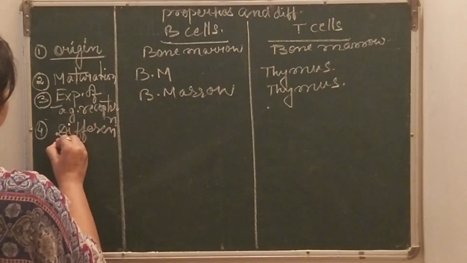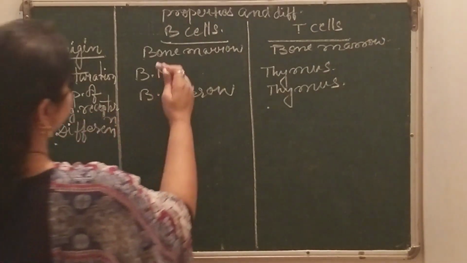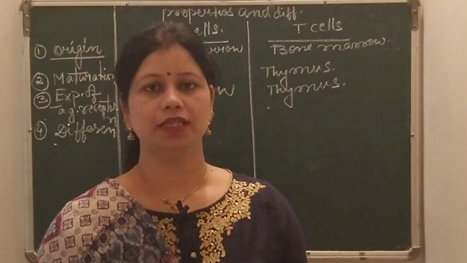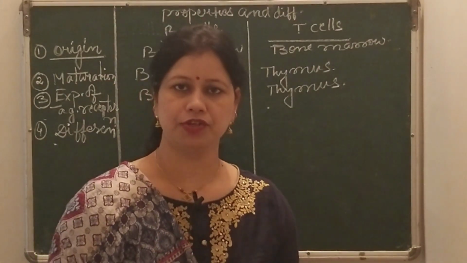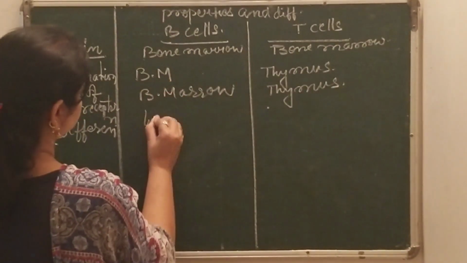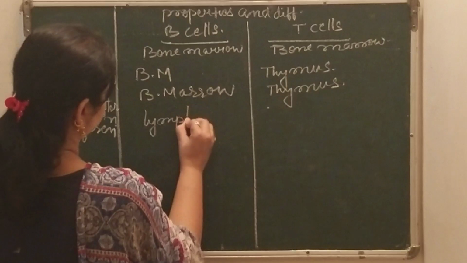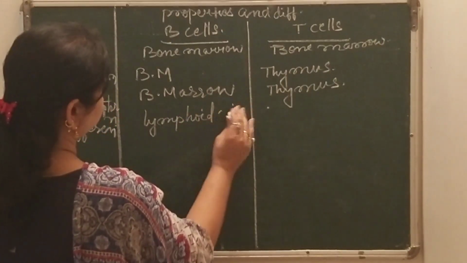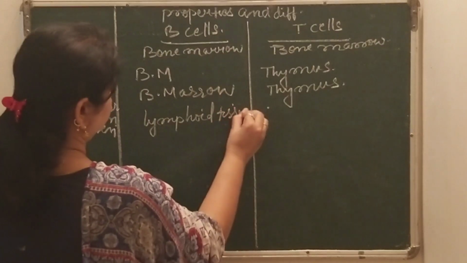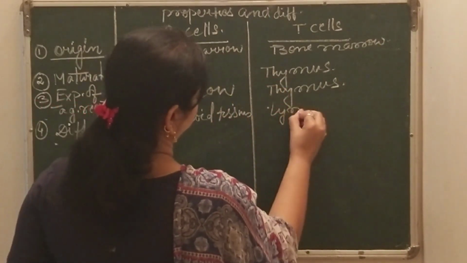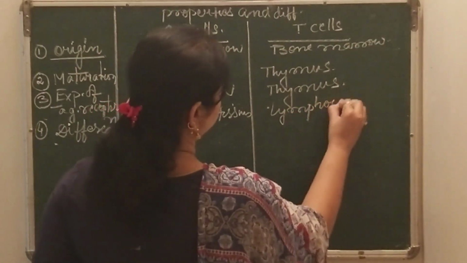Next, we will talk about the differentiation. Where does the differentiation of B and T cells take place? So, these two types differentiate in the lymphoid tissues. B cells also differentiate in lymphoid tissues and T cells also differentiate in the lymphoid tissues.